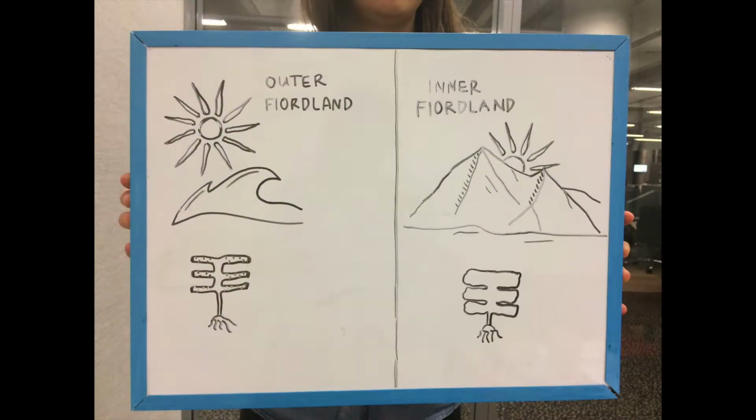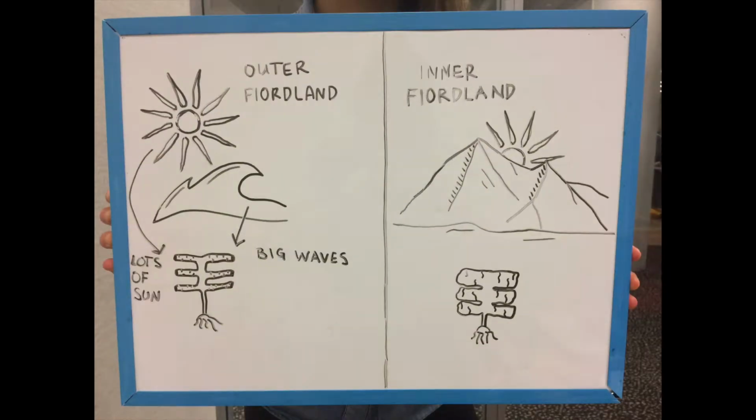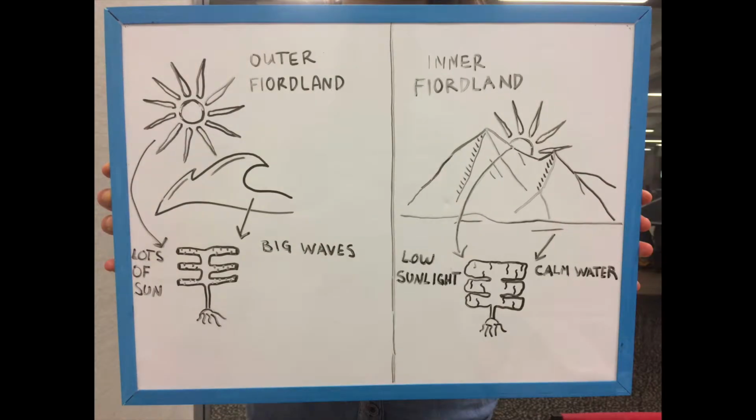In outer Fiordland, common kelp have a solid structure to resist big waves. As there is a lot of light in these areas, they can do photosynthesis well, even with a small blade area exposed to the sun. In inner Fiordland, common kelp do not need a solid structure, because the water is a lot calmer. Instead, they have broad blades, so they can use as much of the limited sunlight as possible for photosynthesis.